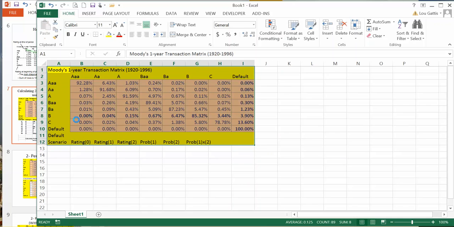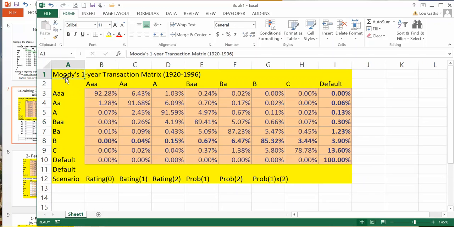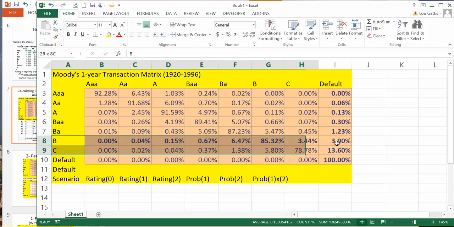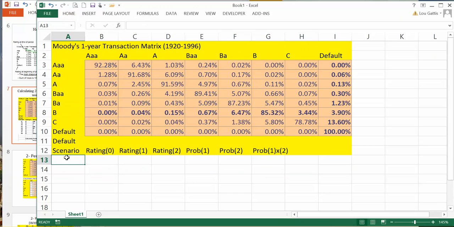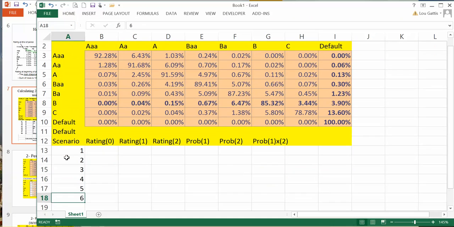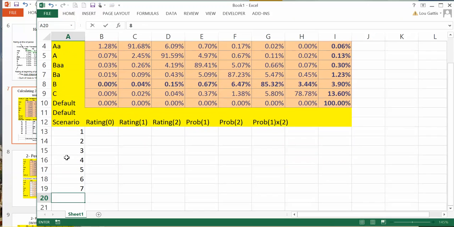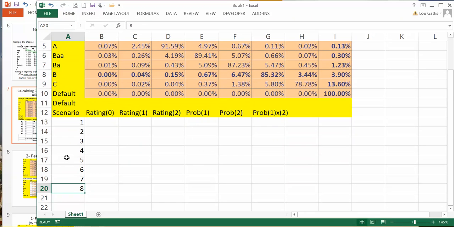Again, this is a 1-year Moody's transition matrix, and if I was looking at a B-rated bond, I can see that the probability of default is 3.9%. But what if I was looking for the probability that this B-rated bond would default in 2 years? Well, that's a little more difficult problem than you might think. Because if I look at this, there are 8 ways for this bond to default in 2 years.